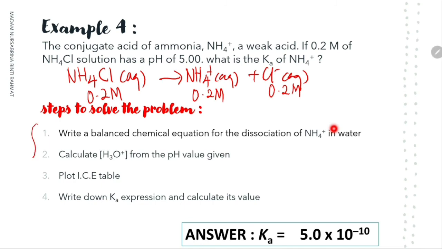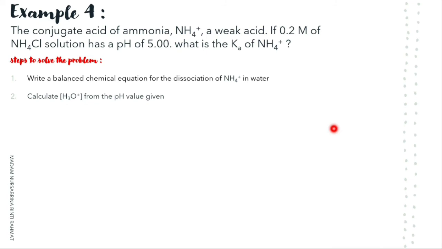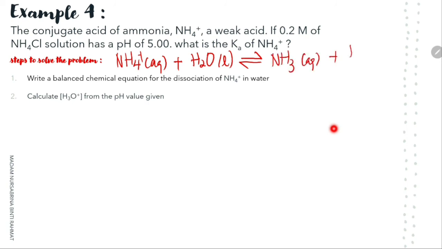Here I already list out the 4 steps that you can follow to calculate your Ka. Your Ka should be 5.0 times 10 to the power of negative 10. Let me guide you again how to solve this. First, write down the dissociation equation for NH4 plus. NH4 plus is partially ionized in water, and it becomes NH3 plus H3O plus.